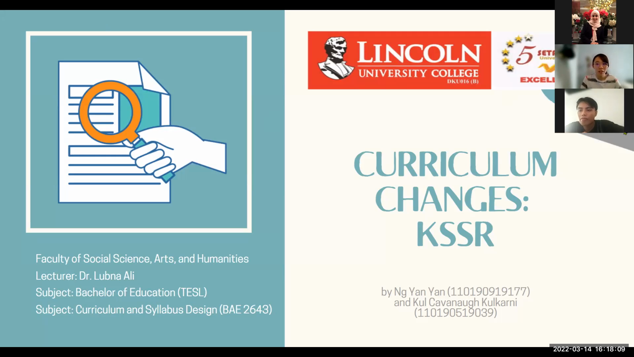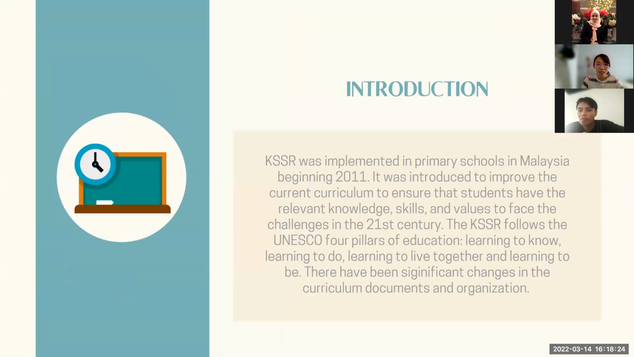Today, Ku and I will be presenting on curriculum changes in Malaysian English education, called KSSR. Firstly, we'll look at an introduction. KSSR was first implemented starting from primary schools in Malaysia, beginning in the year 2011. It was introduced to improve the current curriculum, which at that time was KBSR, to ensure that students get the relevant knowledge, skills, and values that they need in order to face the challenges in the 21st century.